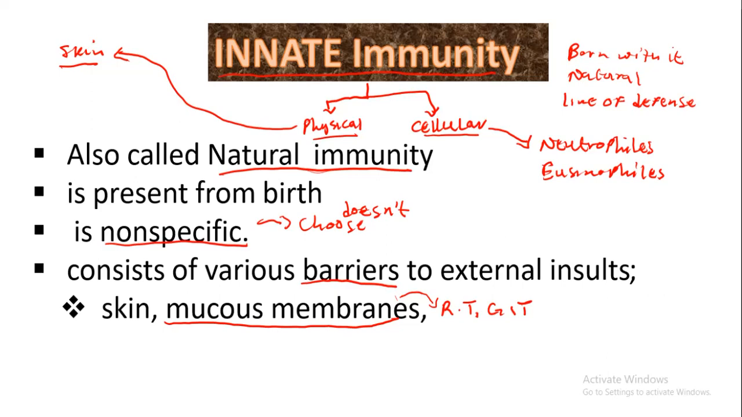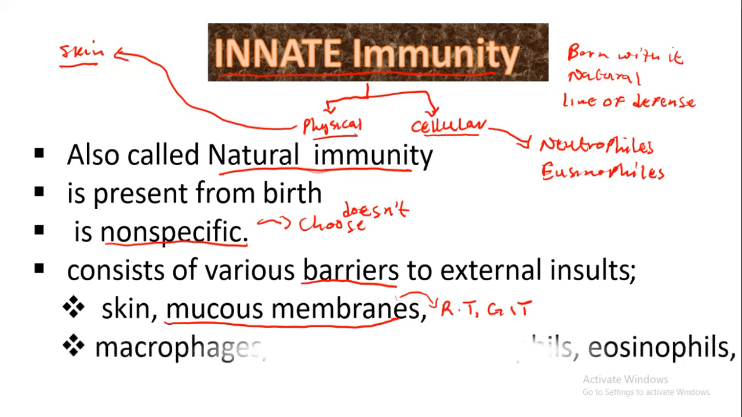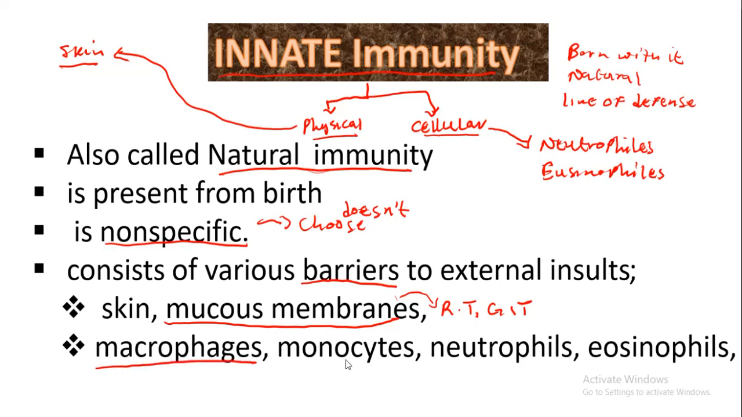The cellular component of the innate system includes the macrophages and also the monocytes. Macrophages are the mature form of monocytes, and these are cells that play the role of engulfing bacteria. The same applies to the neutrophils. They play a role in fighting against foreign substances.